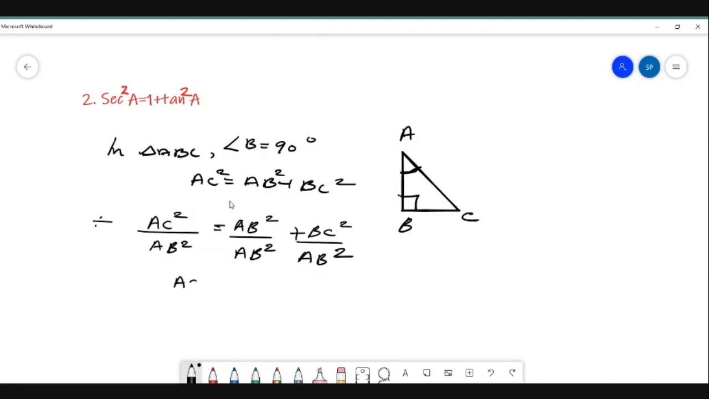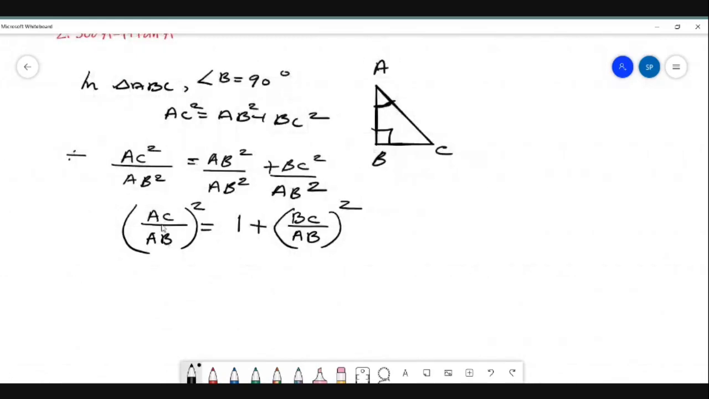Now this can be written as AC by AB whole square equal to AB square by AB square, we can see that is 1, plus BC by AB whole square. Now come to the figure again. In the triangle ABC, with respect to A, AC by AB: AC is the hypotenuse, AB is the adjacent side. So hypotenuse divided by adjacent side is called sec of an angle. So here it is sec A.